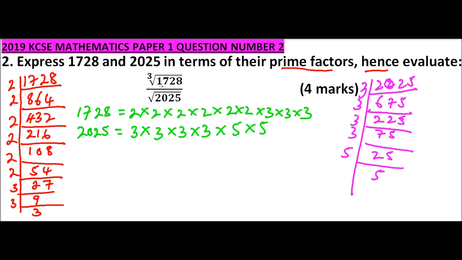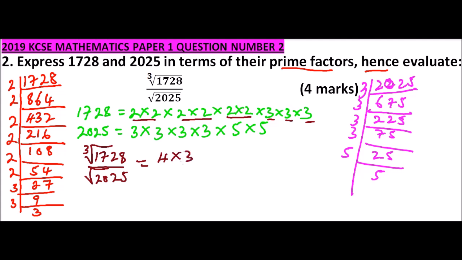So it means that the cube root of 1728, here we will take 1, 2, and 3. And here we take 1, 2, 3. So it means that the cube root of 1728, divided by the square root of 2025, this will give you 4 multiplied by 3.